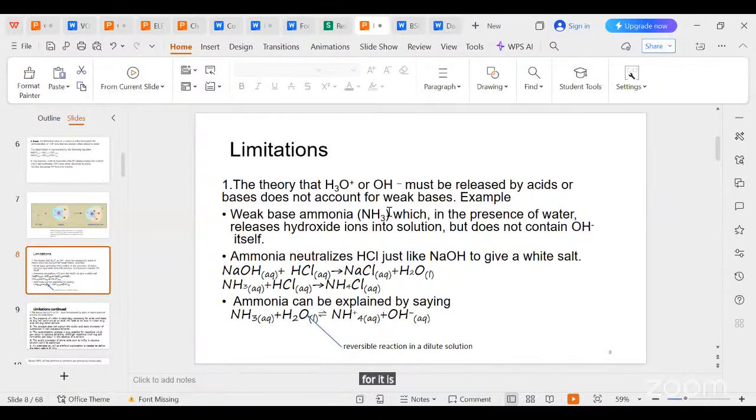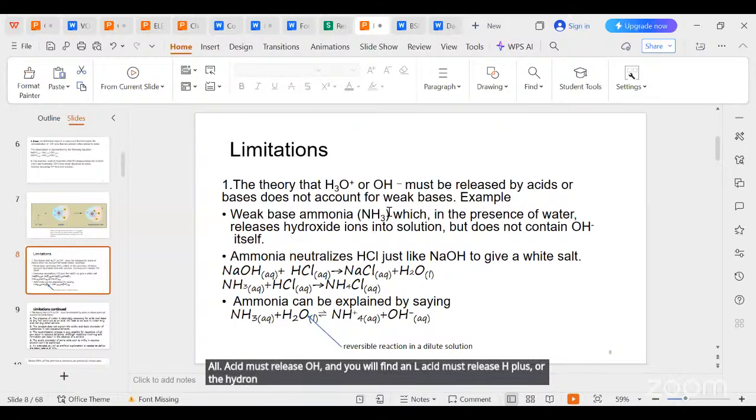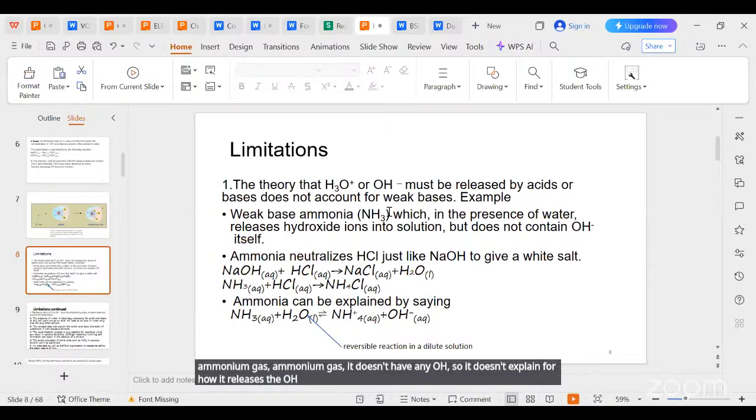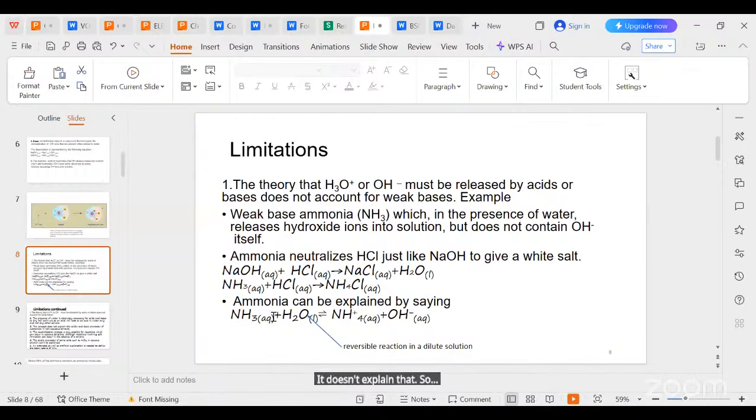It overemphasizes that all bases must be able to release OH. All acids must release H plus or the hydronium ion, and all bases must release the OH, and you usually will see these things in their molecule. But for ammonia gas, it doesn't have any OH, so it doesn't explain how it releases the OH ion in water. That's one limitation. There are many more limitations with the Arrhenius theory.